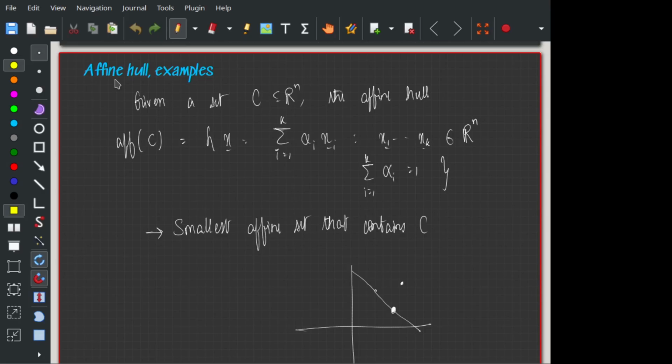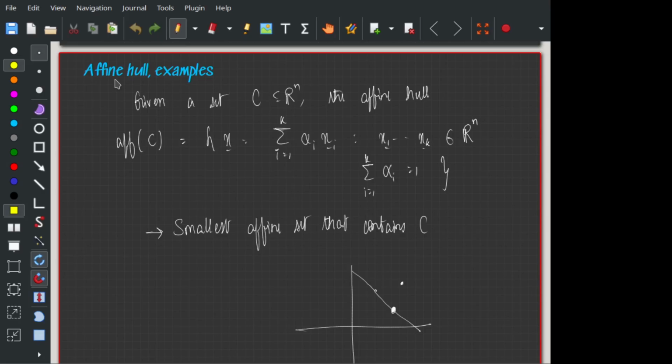So I had one set originally. Now I transformed this, or I took a new set which contains these 2 points, but is now affine. So another way to think about the affine hull is that it is the smallest affine set which contains your original set.